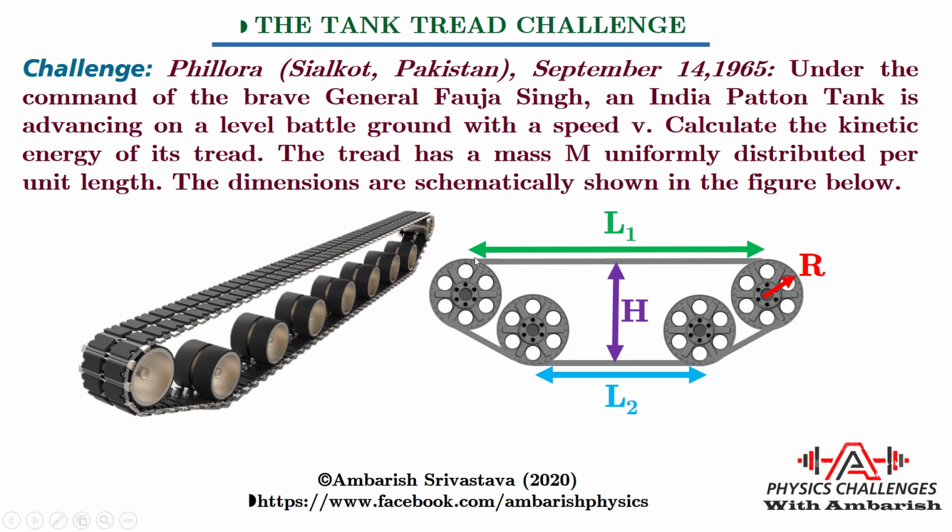Now this is the schematic of the tread. The flat length L1 on the top part is given and the flat length L2 on the bottom part is given. The tank is going ahead, and the radius of this wheel is R, and obviously this radius is also R, this is also R. All the wheels are identical and the tank is advancing with a speed v, let's say to the right, and we want to find the kinetic energy of the tread.